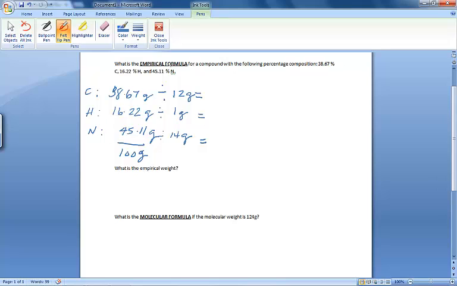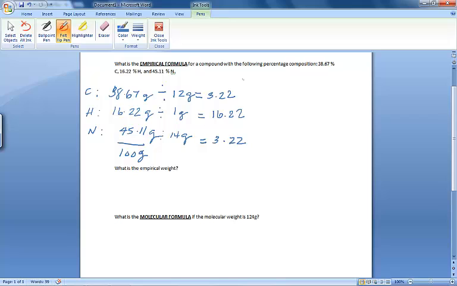So let's take a look and see. When we divide 38.67 by 12, we get 3.22. If we were to divide 16.22 by 1, we would get 16.22. And if we were to divide 45.11 by 14, we would also get 3.22. So these are the ratios. So essentially it's C 3.22, H 16.22, and N 3.22 is our formula.